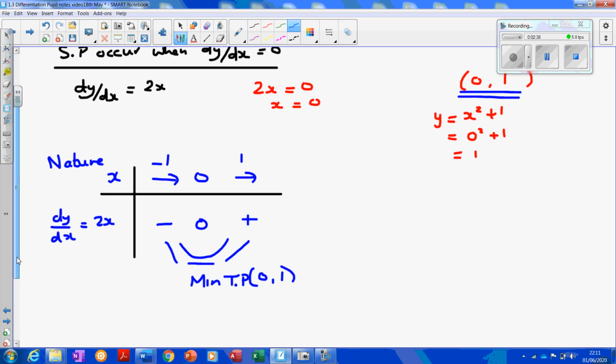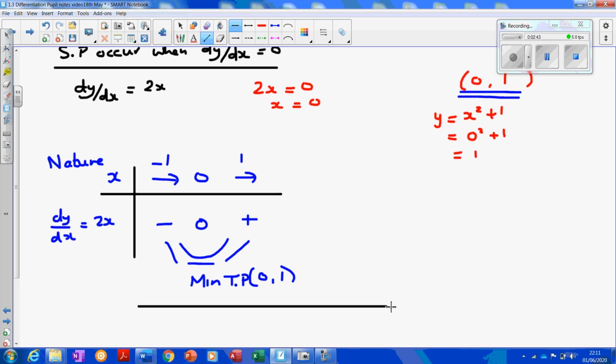Now the other thing you were asked to do was to find out where it's increasing and where it's decreasing. So you draw an x-axis, and on that x-axis we'll pull down the stationary point. That's where x was equal to 0. Now look at the signs for the derivative. The signs for the derivative are all negative in there. Then it comes to x equal to 0, the derivative was 0 itself, that's the stationary point, and then it became positive.